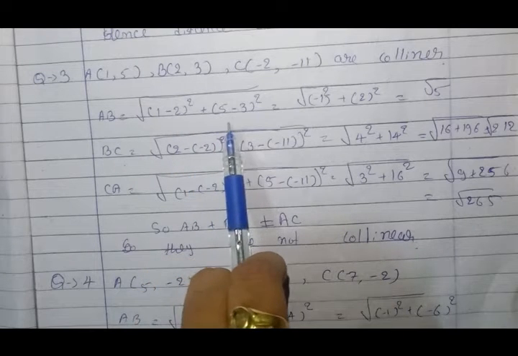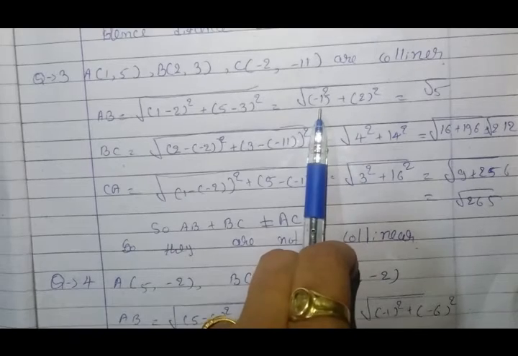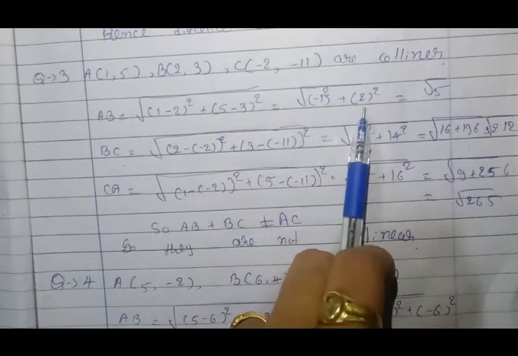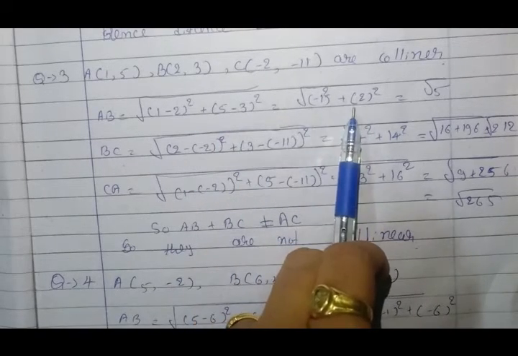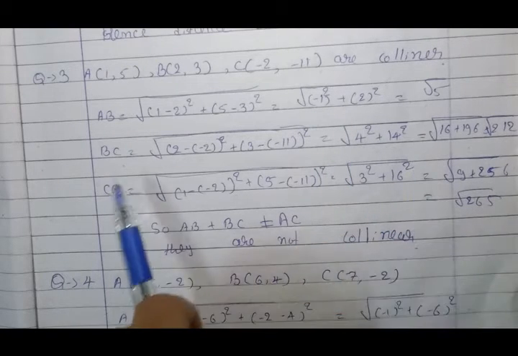1 minus 2 whole square plus 5 minus 3 whole square. Minus 2 minus 1 minus 1 whole square. 5 minus 3 is 2. 1 square minus 2 square is equal to 1 plus 4, which is equal to root 5.